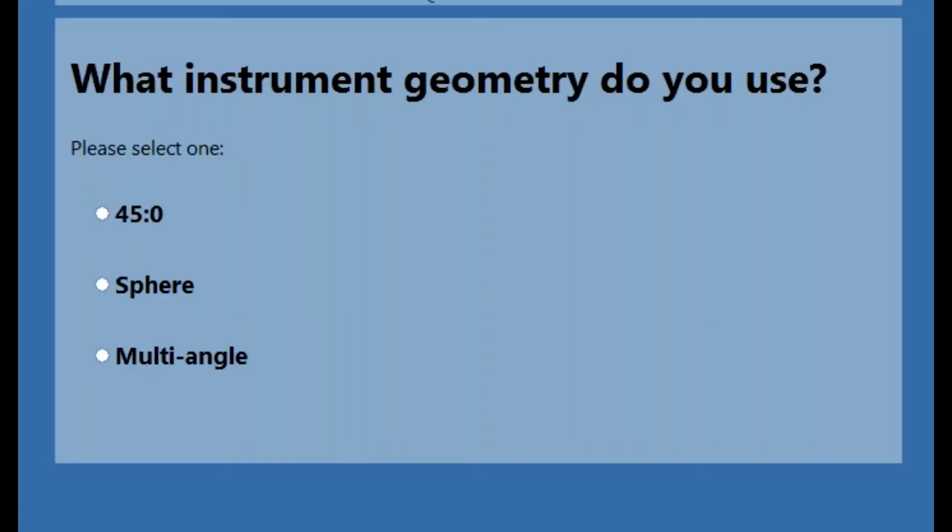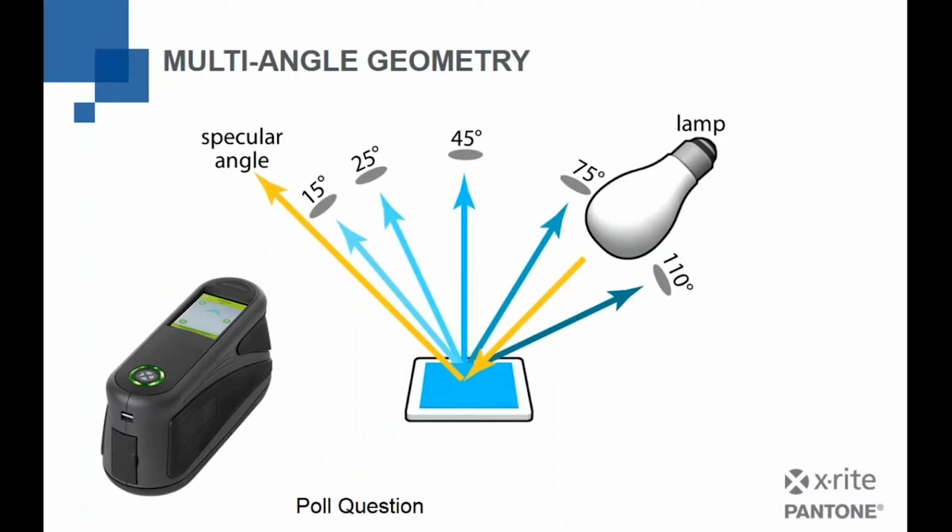So Robert's going to pop up another poll question for you, just asking if you're already using instrumentation, what type are you using? Are you using a 45-0? Some of you may have an instrument and say, well, mine is a 045. Those are essentially the same devices. 45-0 or 045 instruments are identical in the data they produce. Sphere or multi-angle. So go ahead and let us know that. Again, that helps us understand the audience a little better.